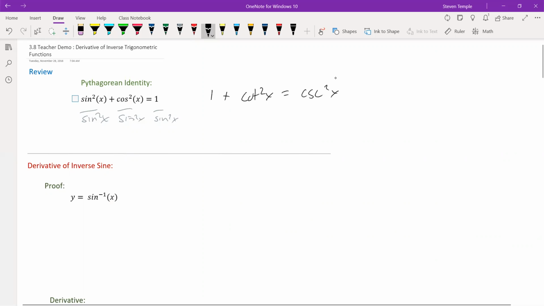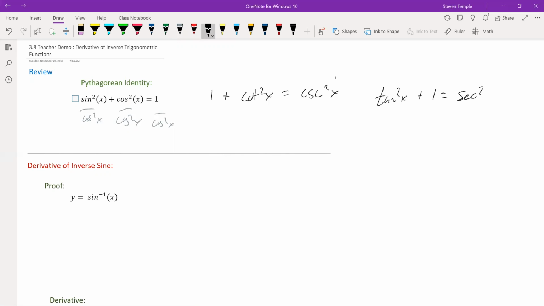Now, if I were to divide everything by cosine squared, I'm going to end up with sine over cosine, which is tangent, so it would be tangent squared plus 1 equals, and 1 over cosine squared is secant squared. So there are actually three Pythagorean identities that we're going to relate to: the first one, second one, and the third one.